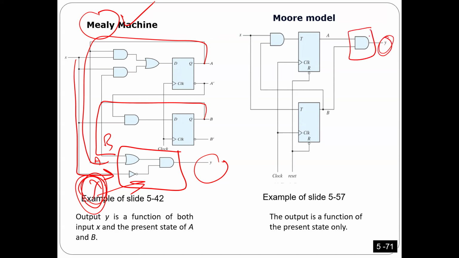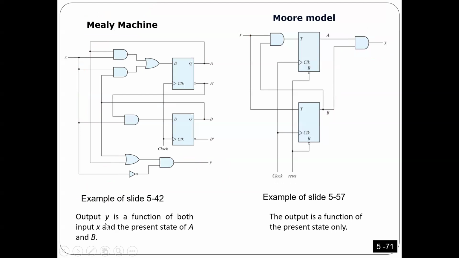The circuit here we are using to generate the output. If the input of this circuit is only the states, then X, or whatever input you have here, you can have X, Y, Z, multiple inputs. But as long as the input is not directly connected to the combination circuit you use to generate the output, this is Moore. Mealy, the input is connected here. Just the definition.